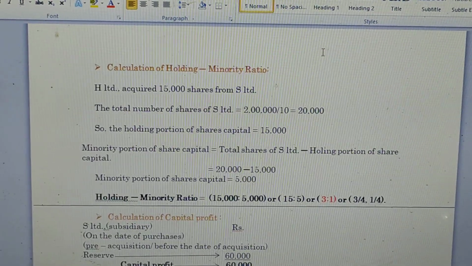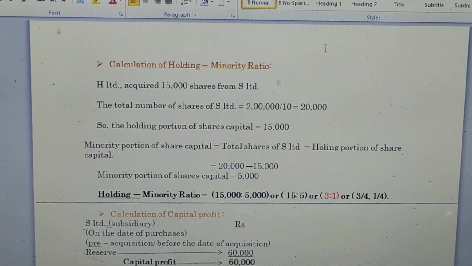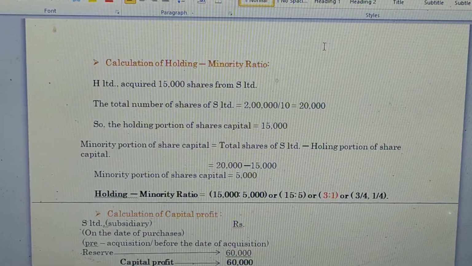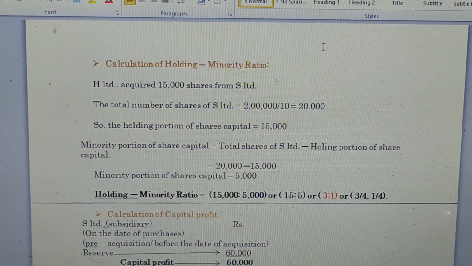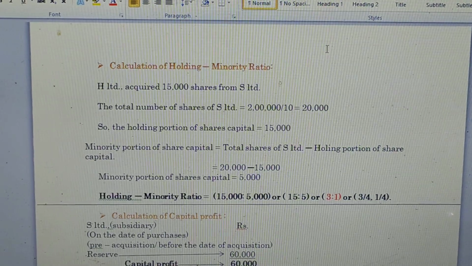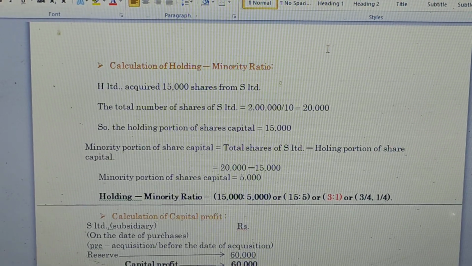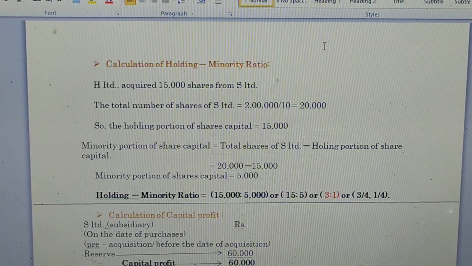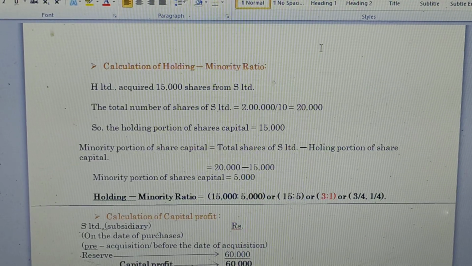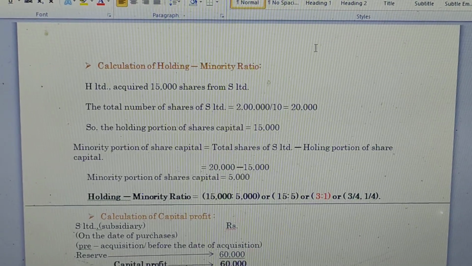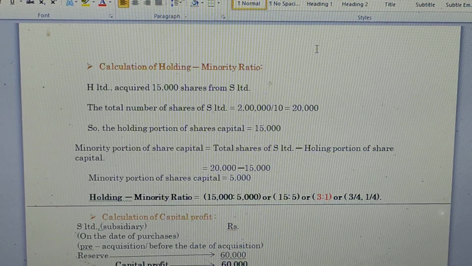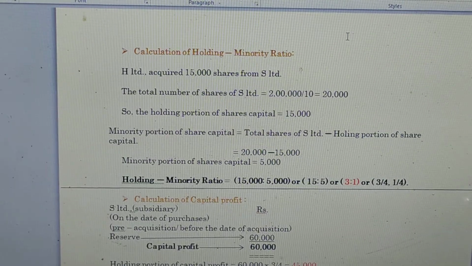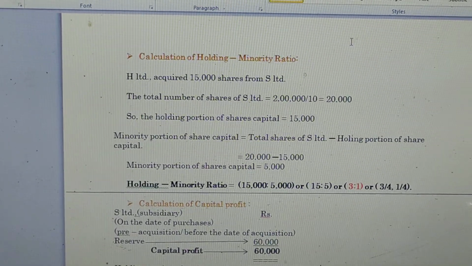First, we are going to calculate the holding minority ratio. H Limited acquired 15,000 shares of S Limited. This information is on the asset side of H Limited's balance sheet. The share capital of S Limited is 2 lakhs, and the price per share is rupees 10. So 2 lakhs divided by 10, we get 20,000 as the total number of shares of S Limited. So the holding portion of share capital is 15,000.